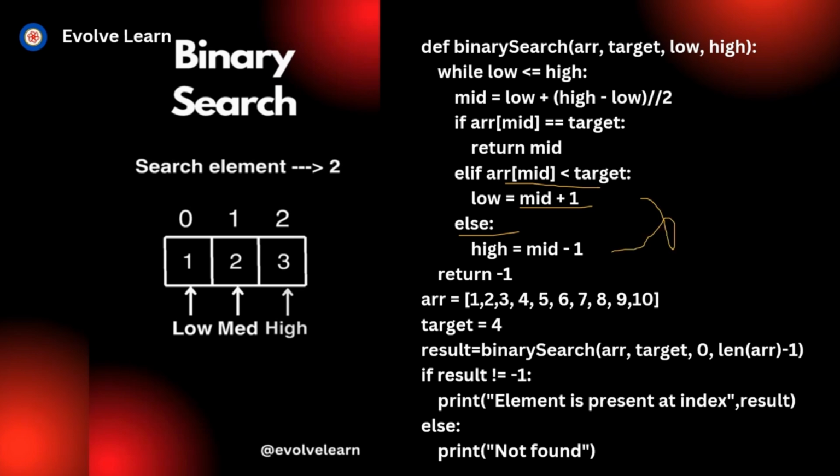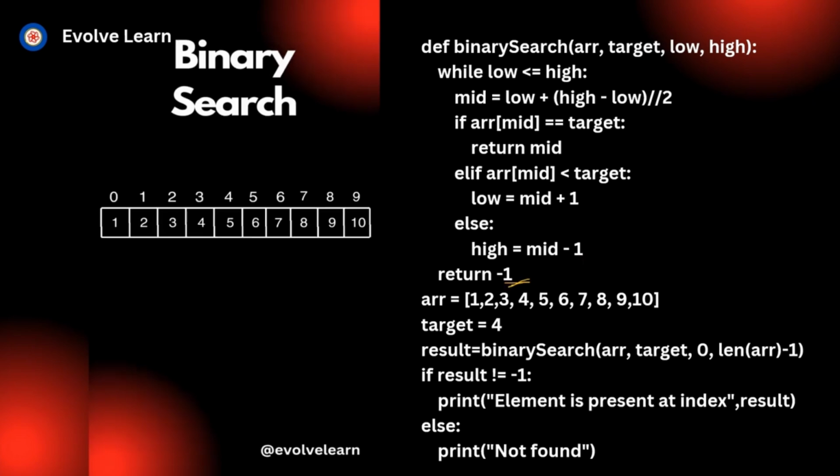Then we go back to this step and repeat these steps until the target element is found or the search space is exhausted. If the value is not found in the array, then the search ends and we return this -1 to the code. Based on what we have discussed, let's see it in an animation.